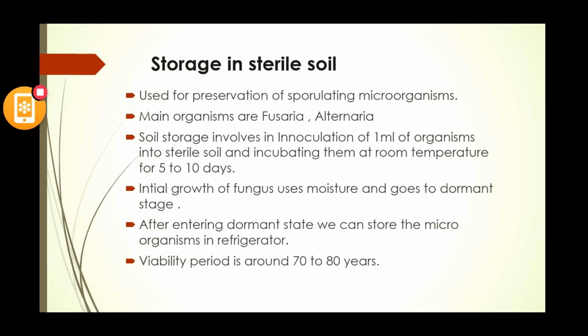Fusarium and Alternaria. After autoclaving the soil, we add 1 ml of the organism which we need to preserve into the sterile soil, and we let them grow at room temperature. That means we incubate them at room temperature for 5 to 10 days. During this time, the soil contains a little amount of moisture, and this moisture is uptaken by all the organisms present in the soil.